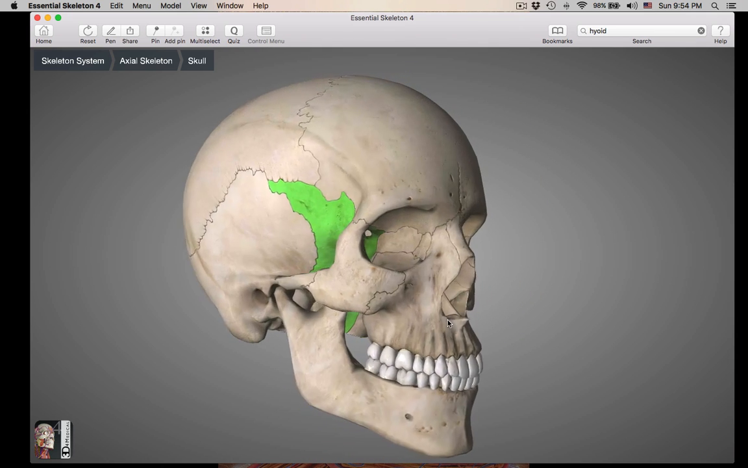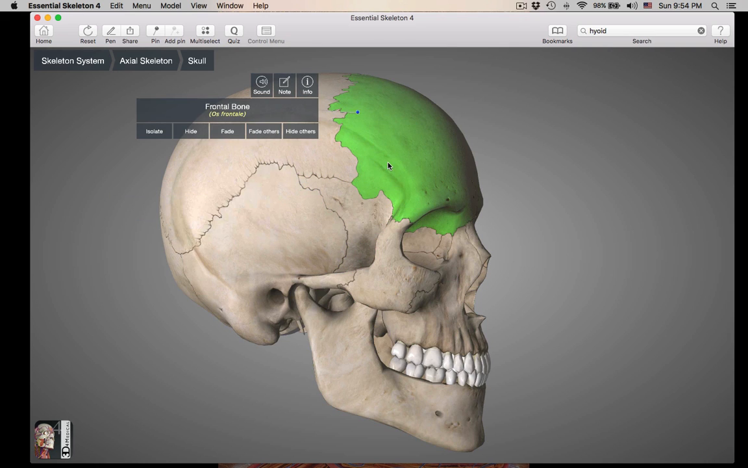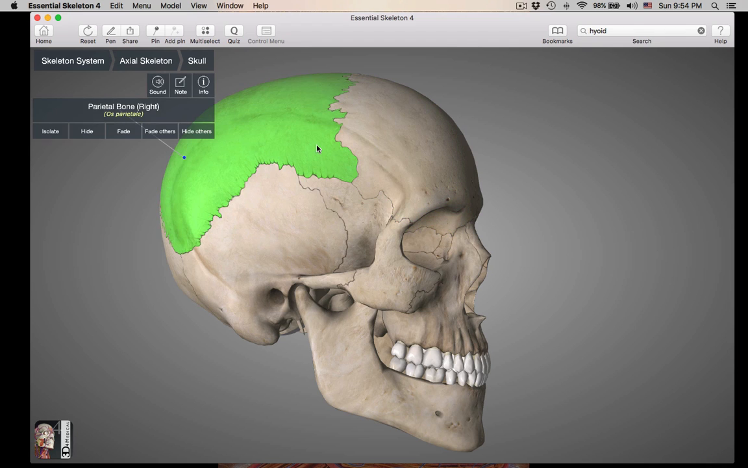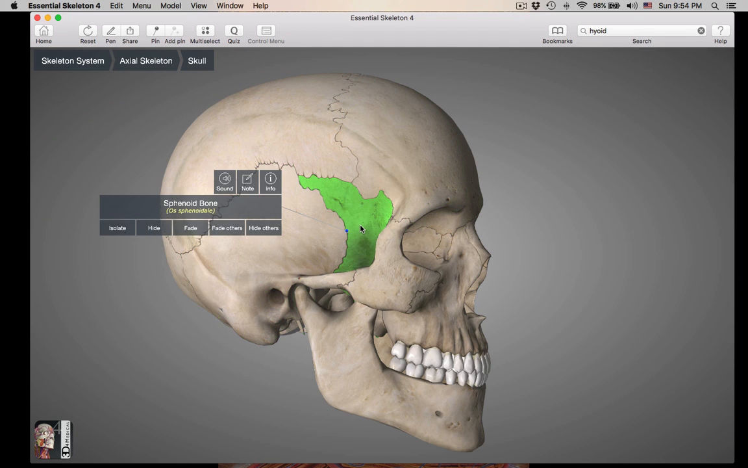So let's just start with what we can see. So you know this is the frontal bone right here. This is the frontal bone. Here's the parietal bone. Here's the temporal bone. This is the sphenoid bone.